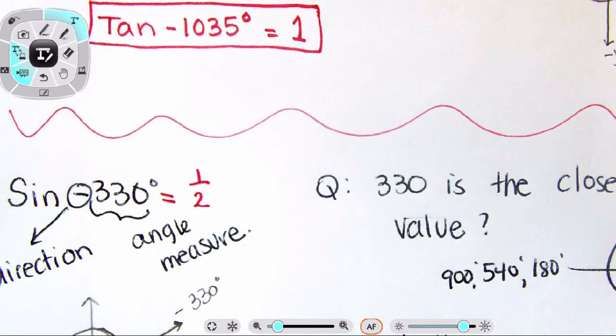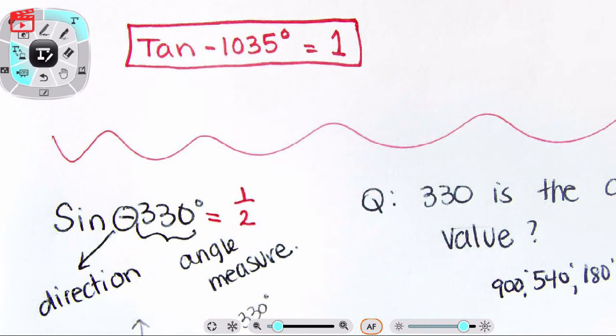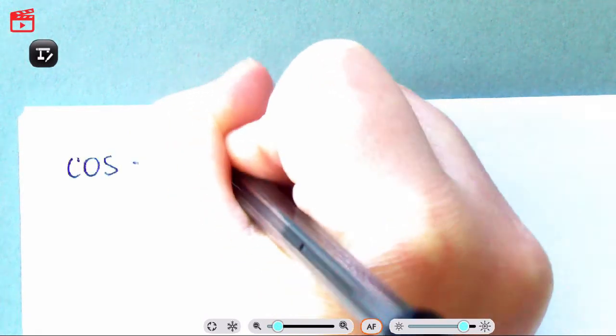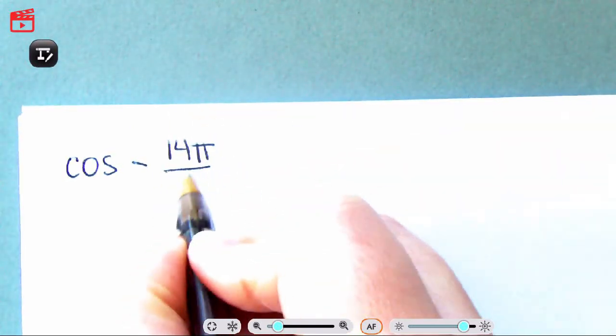Okay, let's do one more example. Let's do something with the angle being in radians. So let's do number 10. I'm going to skip around a little bit. All right, let's continue with number 10. Number 10 is asking us for cosine of negative 14 pi thirds.